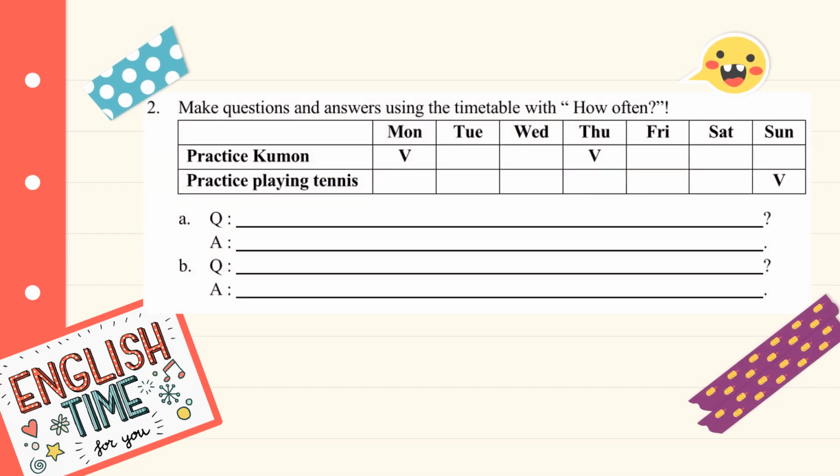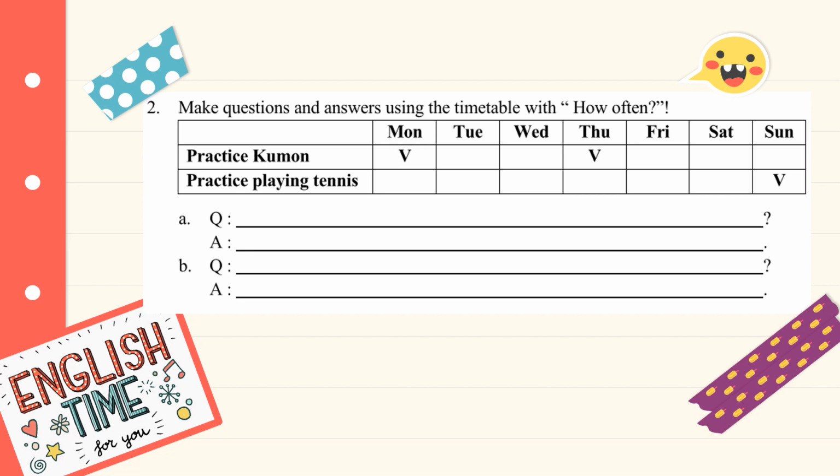Make questions and answers using the timetable with how often. Okay? It's about how often you practice Kumon and practice playing tennis. Like you can see here, practice Kumon on Monday and Thursday. It means there are 2 times, you do it twice a week. Practice playing tennis only on Sunday. It means that you do it once a week.